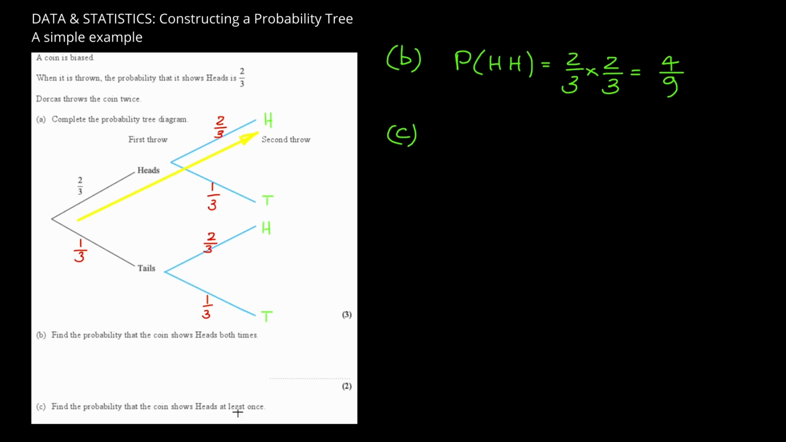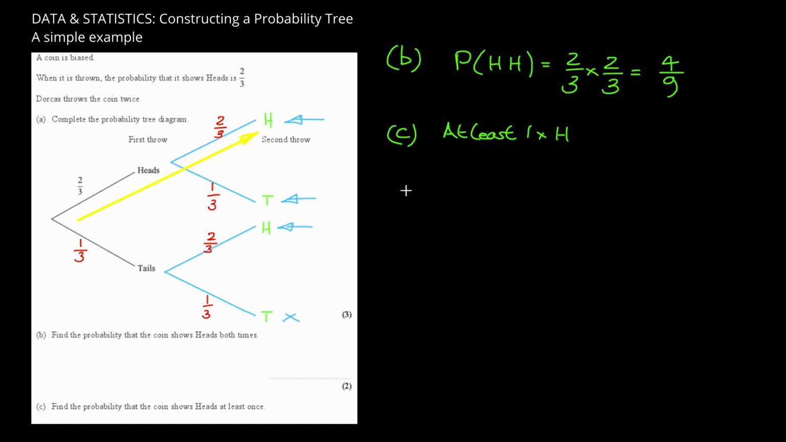Okay, let's tackle part C and it'll all come clear. Okay, the probability that the coin shows heads at least once. So at least 1 head. So which paths actually end in that result? At least 1 head. Well, the head-head result works. So does the next result, a head and then a tail. That's at least 1 head, so that works. And then the next result of a tail and then a head, yes, that has a head in it, so it's at least 1 head. The result that doesn't work is tail-tail, so this does not work. So we've got to work out the probability of head-head, head-tail, and tail-head, and then add them up.